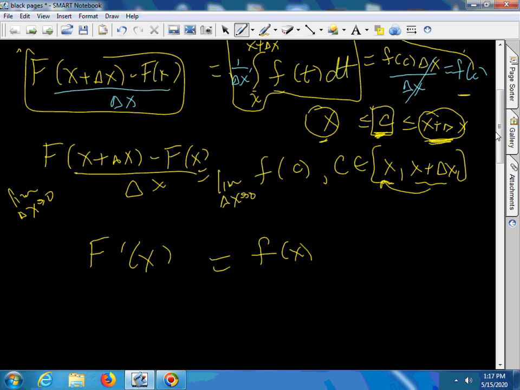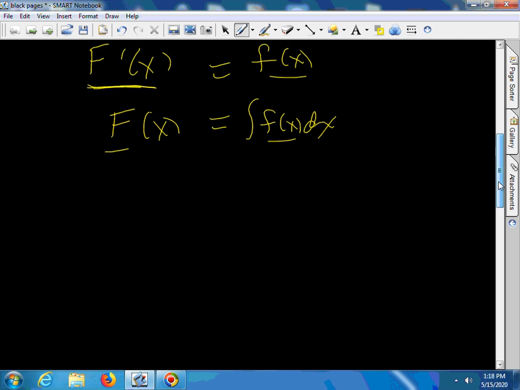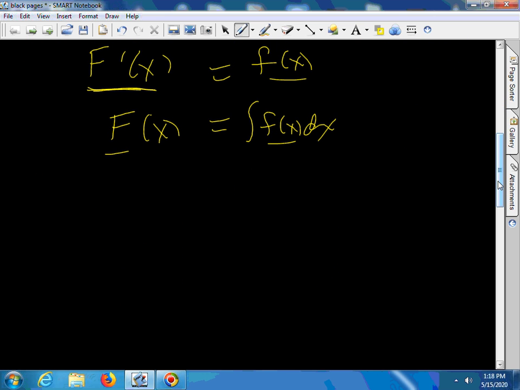Look, the derivative of big F is little f. And if I integrate little f of x with respect to x, I get big F of x. So there is the connection. It really is true that the integral of little f is that area function. Okay. Now, let's just go a little bit further.